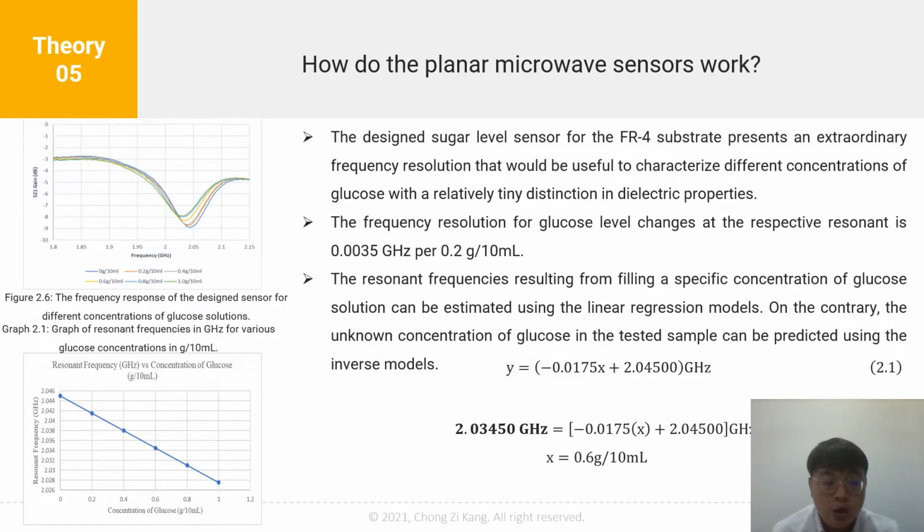And on the contrary, the unknown concentration of glucose in the tested sample can be predicted using the inverse model. For example, with a resulting frequency of 2.03450 GHz, the unknown concentration of glucose in the test sample, which is represented as X, can be calculated as shown in equations 2.2 and 2.3.